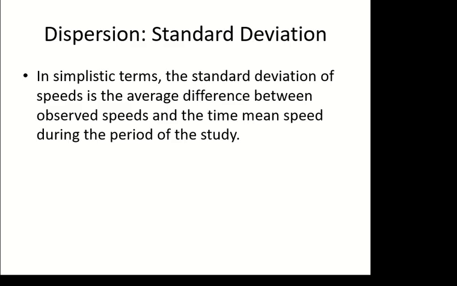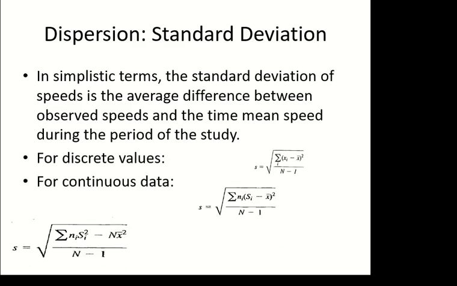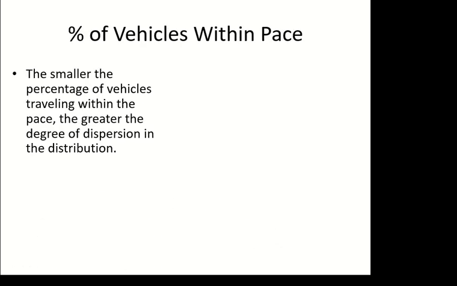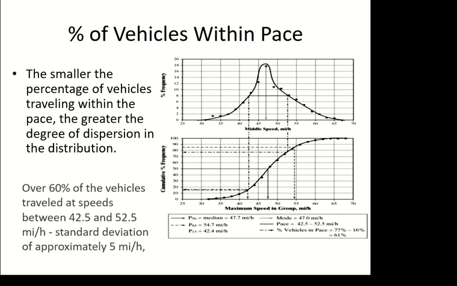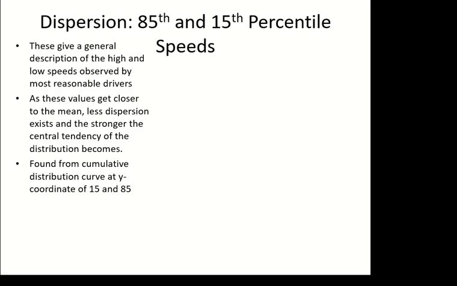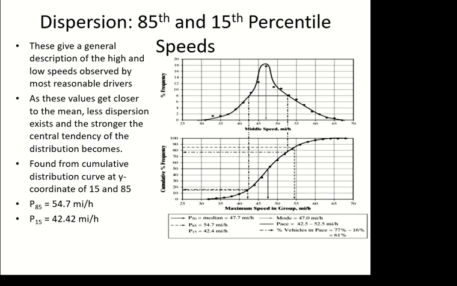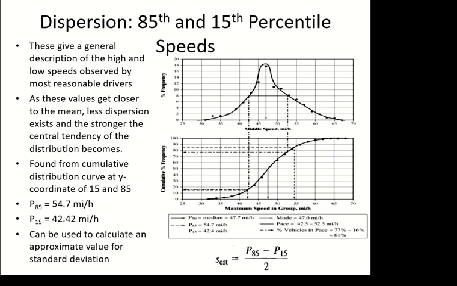And then for dispersion, we used standard deviation. We calculate them. Then we have percentage of vehicles in the pace. We have to do it from the graph. And we have the 15th and 95th percentile, which also comes from the graph. And these values can be used for calculating standard deviation as well.